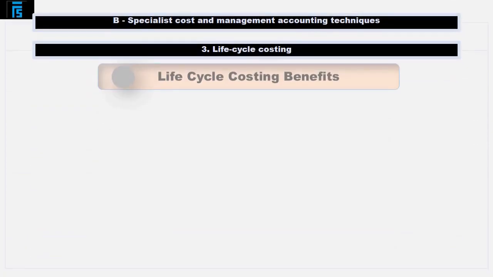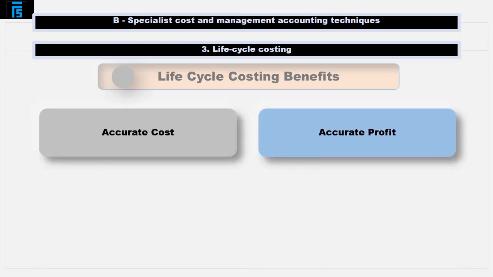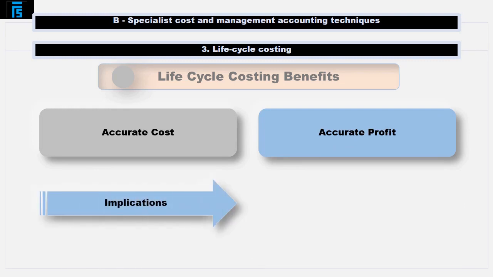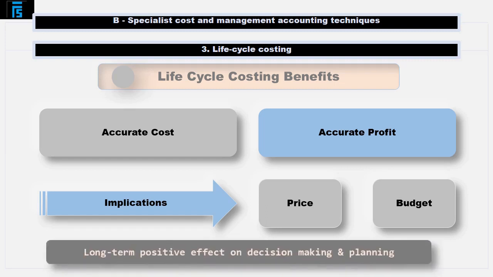There are obvious benefits available to a company engaging in life cycle costing. Given that life cycle costing captures all costs associated with a particular product, it generates a complete and more accurate product cost and a true picture of product profitability. A more accurate profit has, in turn, knock-on implications when considering the viability of the product, what price should be set, or how many units need to be sold in order to achieve break-even status. Ultimately, there are longer-term positive implications for the company's decision-making and planning.